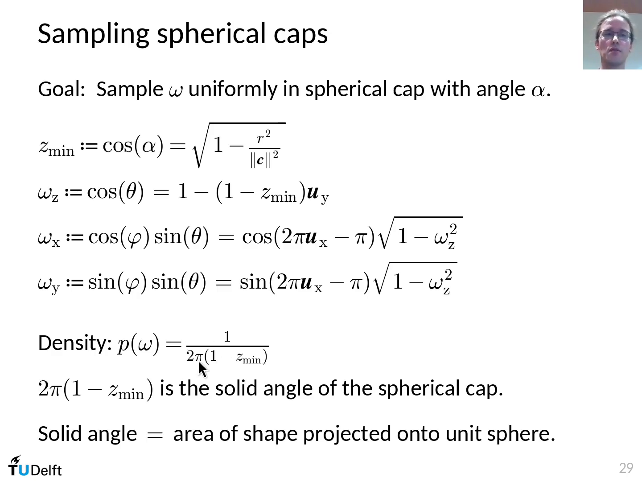And this thing here in the denominator is actually an interesting quantity to look at by itself. It's the so-called solid angle of the spherical cap. So now I'm at the point where I actually tell you what solid angle means. The solid angle of a shape is the area of this shape that remains when we project the shape onto the unit sphere. So for example, for our spherical light, we took the spherical light and we projected it onto the unit sphere, and then we computed the area of this shape on the unit sphere, and that's the solid angle.